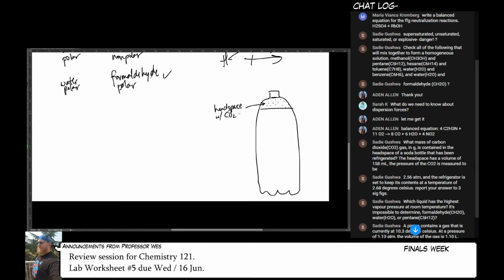And there's CO2 in there. And so we know that the volume of the headspace is 158 milliliters. The pressure is 2.56 atm, which is why when you open your soda, it goes because all the soda is coming out of the bottle and not going into it, because it's pressurized, right? And the refrigerator is set to keep the contents at 2.68 degrees Celsius.